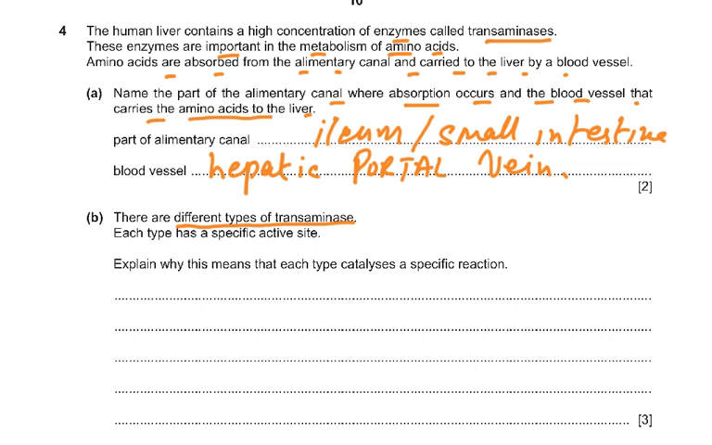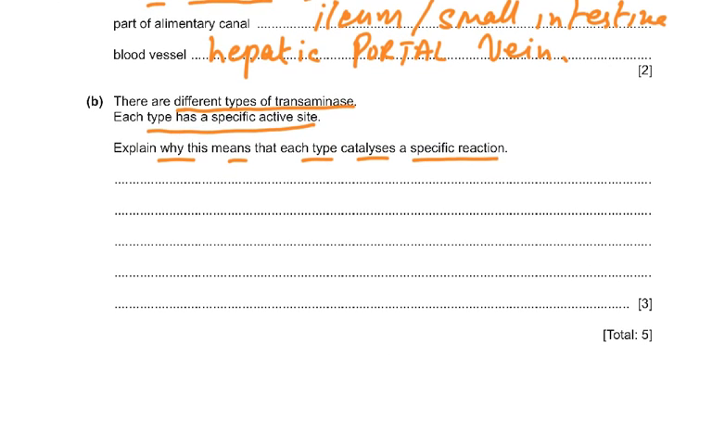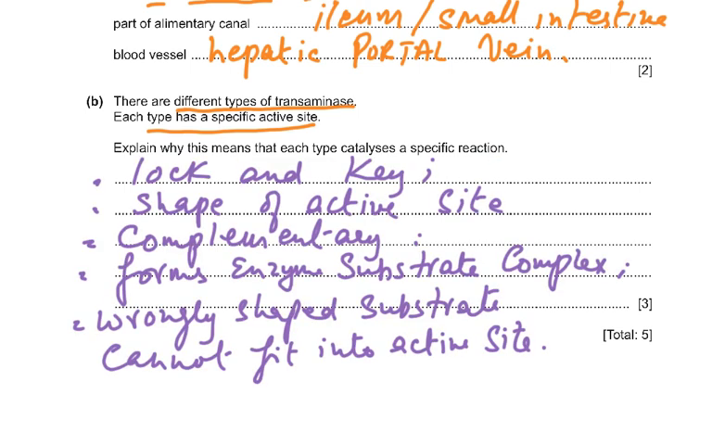There are different types of transaminases. Each type has a specific active site. Explain why this means that each type catalyzes a specific reaction. Now that's for 3 marks. Why? Because lock and key, shape of the active site, complementary, binds to the substrate, forming the enzyme substrate complex, and a wrongly shaped substrate cannot fit a certain active site. So the shape of the active site determines the shape of the substrate, which is always complementary to the active site. So just a quick look at this lock and key hypothesis.